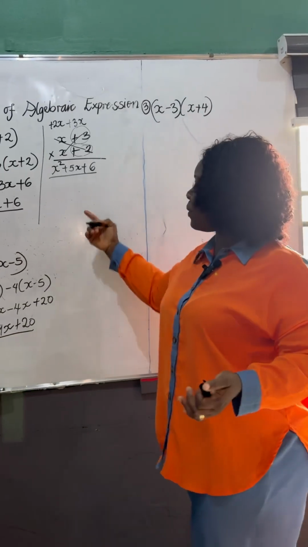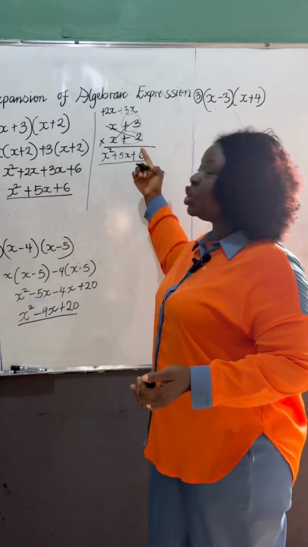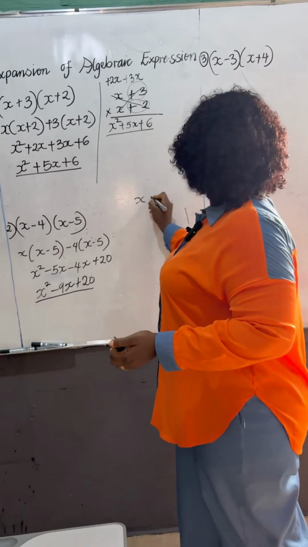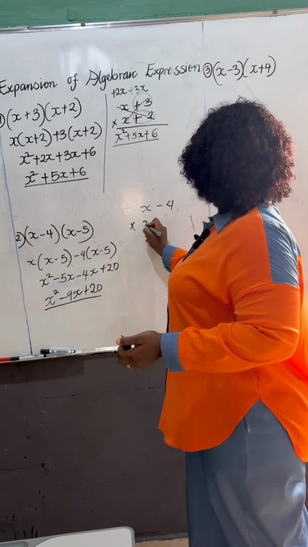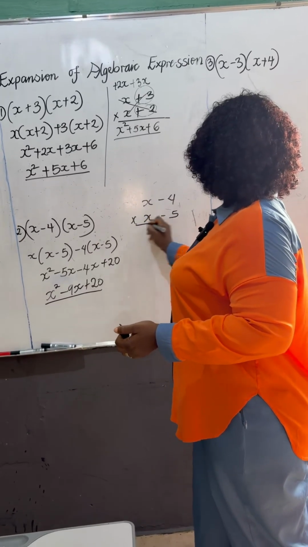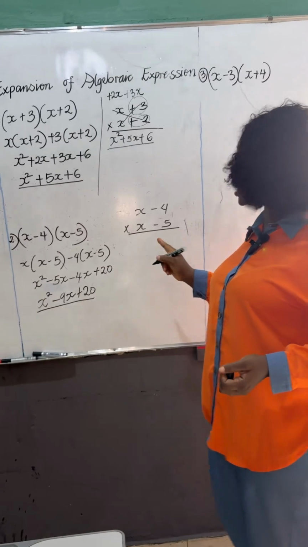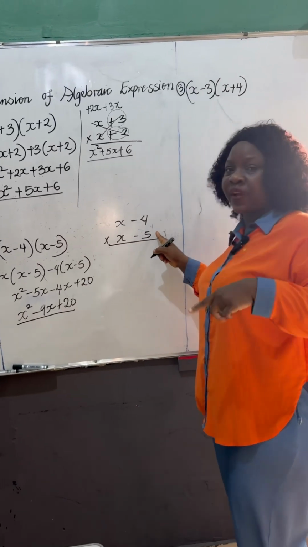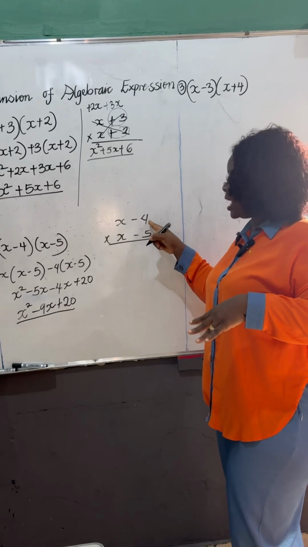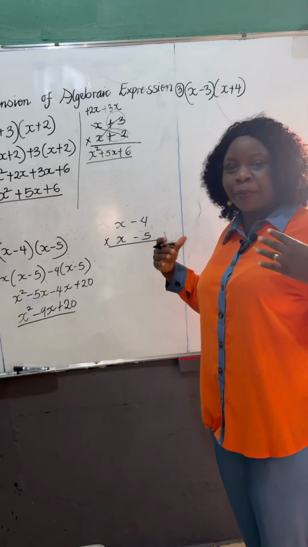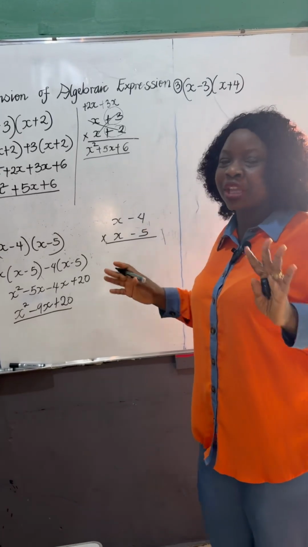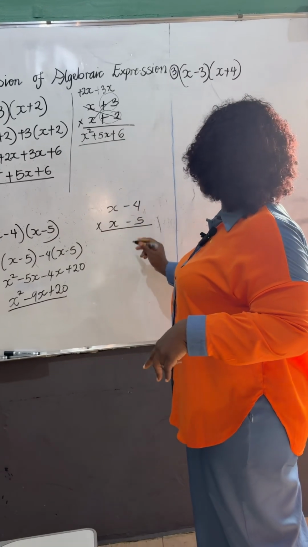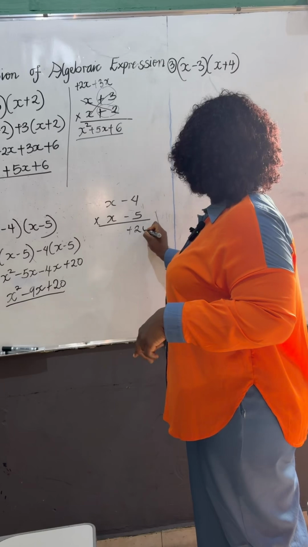So let's look at how we're going to solve this same thing using the other method. We have x minus 4 times x minus 5. Now remember what I said. This minus is owned by this 5. This one is owned by this 4. It is their property, their personal belonging. They don't share it. So we'll do minus 5 times minus 4 will give me plus 20.